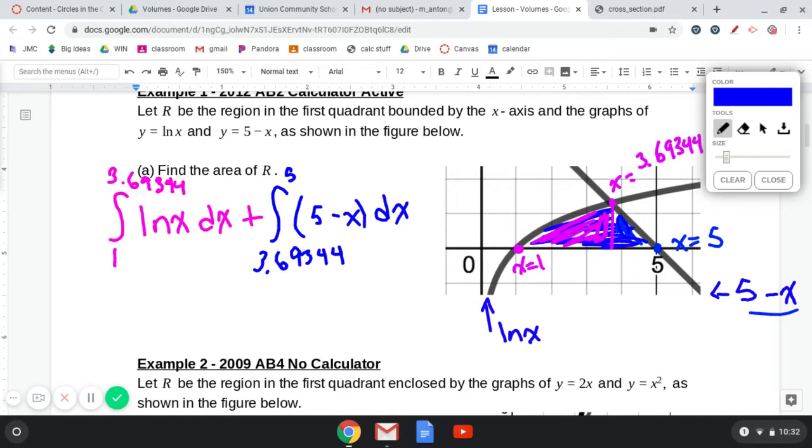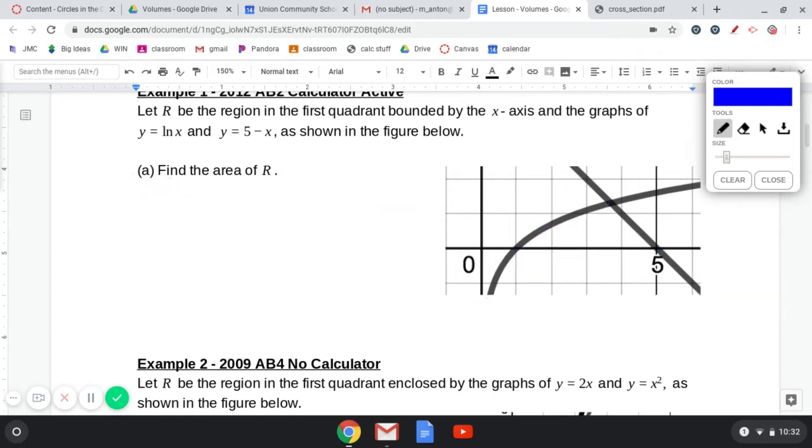But no matter which method you use, you should get approximately 2.9858 square units is the area of that region. And that's how you find the area of a region. You'll use integrals, and for this one we had to break it up into two separate integrals because our functions changed at this point.